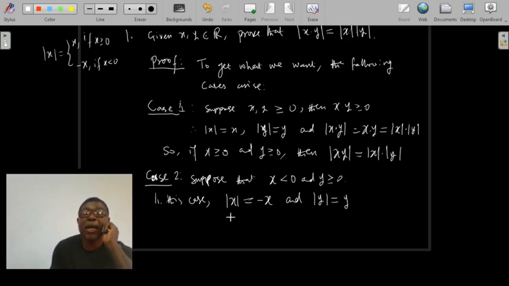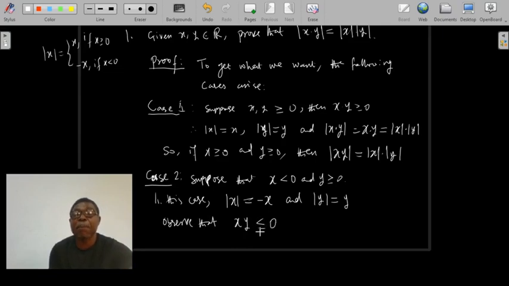Now, what happens to x times y? We observe that xy will be less or equal to 0, because since y is greater or equal to 0 and x is less than 0, the product will be less or equal to 0. And if the product is less or equal to 0, this is equivalent to xy being less than 0, or xy being equal to 0.